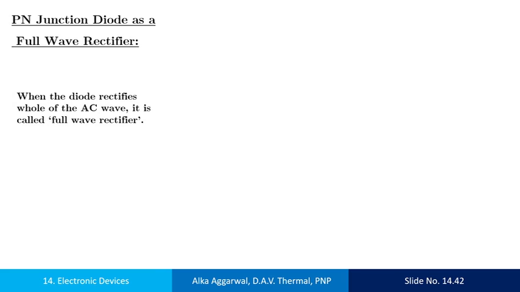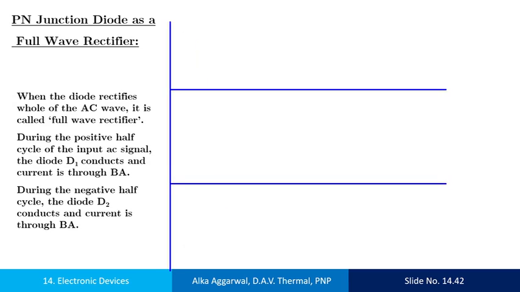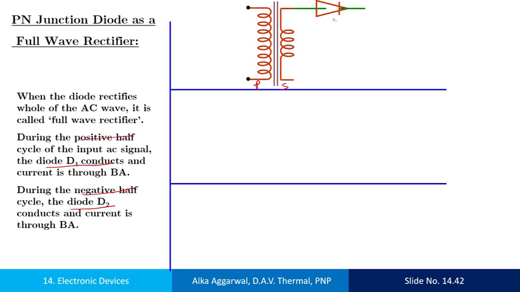In this, we are using two diodes. During the positive half cycle, the one diode conducts, and during the negative half cycle, the second diode conducts. It is a symbol of the transformer. This one is a primary, this one is a secondary. The secondary is connected with the two diodes D1 and D2, and RL is the load resistance across which we are measuring the output. The transformer is a step-down transformer.